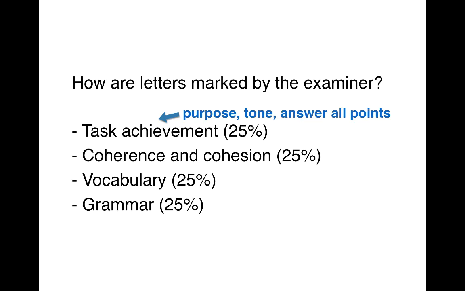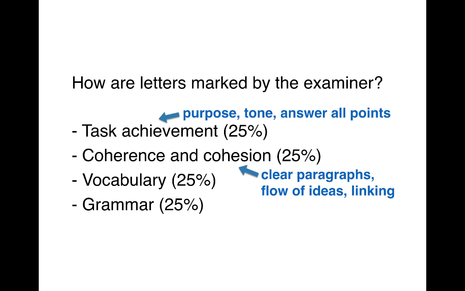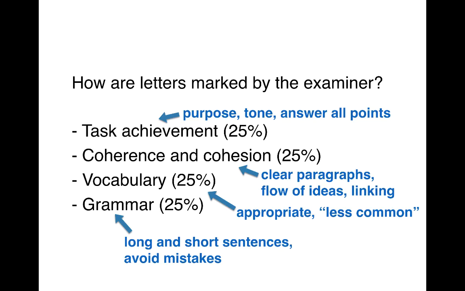And my letter that you've just seen did all of that very well. Then coherence and cohesion is clear paragraphs, a good flow of ideas that are nicely linked together. Definitely we had that. The vocabulary was appropriate, and there were some less common items of vocabulary in there, which I'll show you in a moment. And finally, the grammar was good because there were long and short sentences, and I avoided mistakes. There were no mistakes in the letter. So it would get a band 9 for all those 4 criteria.